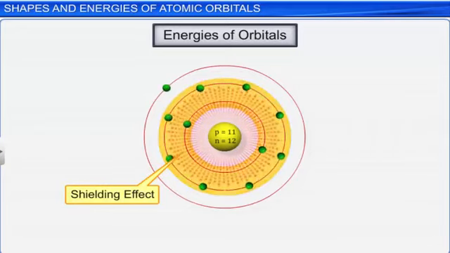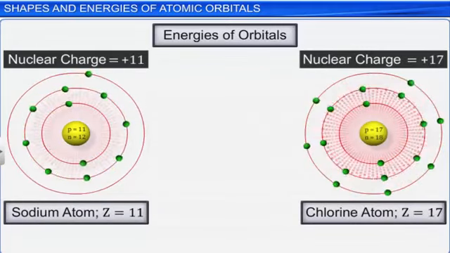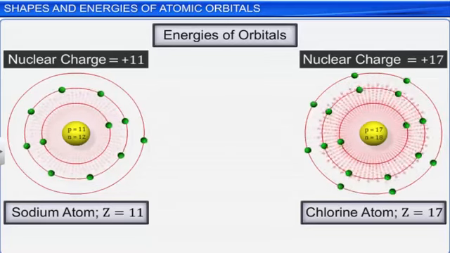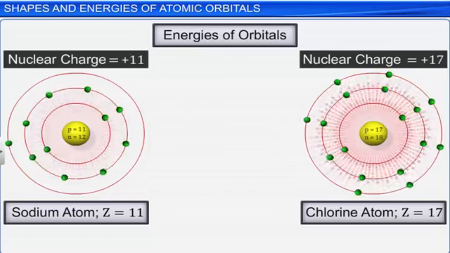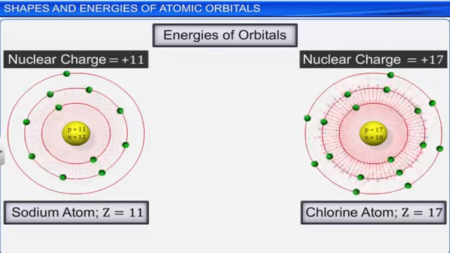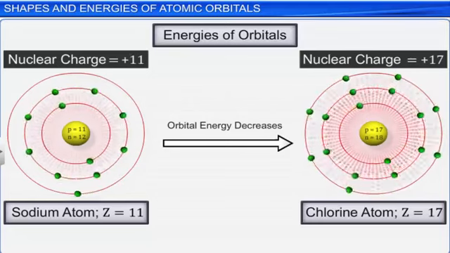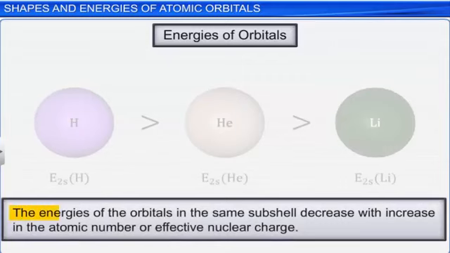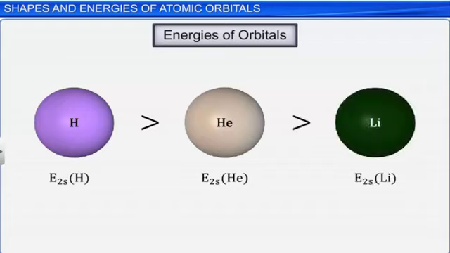Despite the shielding effect, the net attractive force experienced by the outer shell electrons increases with increase in nuclear charge. In other words, the energy of interaction between nucleus and electron, that is, orbital energy, decreases or becomes more negative with increase in atomic number. The energies of the orbitals in the same subshell decrease with increase in the atomic number or effective nuclear charge. For example, energy of 2s orbital of hydrogen atom is greater than that of 2s orbital of helium, and that of helium is greater than that of lithium, and so on. That is, E2s(H) > E2s(He) > E2s(Li).